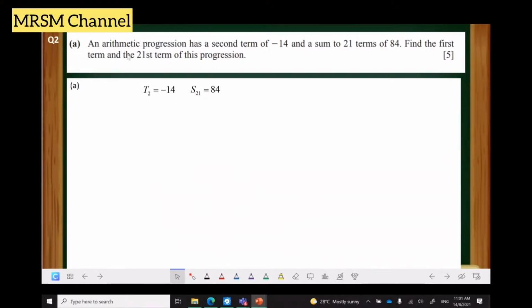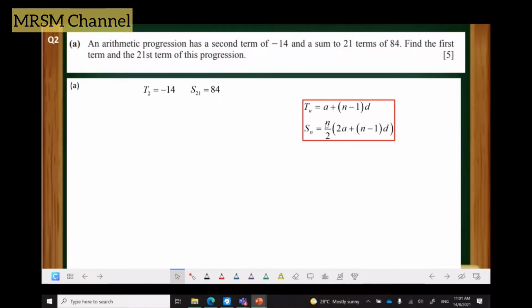Okay, so for arithmetic progression, kita tengok formula untuk arithmetic progression. Okay, so Tn is equal to a plus n minus 1 d. a represent the first term. d is common difference. Okay, n is a number of term. Okay, so Sn is n over 2, 2a plus n minus 1 d. So now for these two infos that we have, kita tak tahu a dia berapa, kita tak tahu d dia berapa. Okay, because the question asks us to find the first term, maksudnya kita nak cari a.